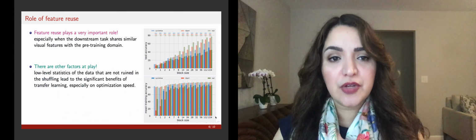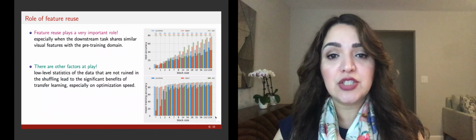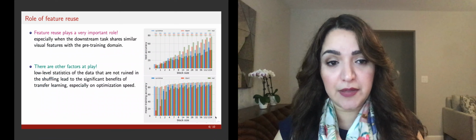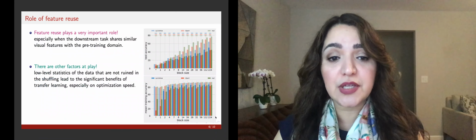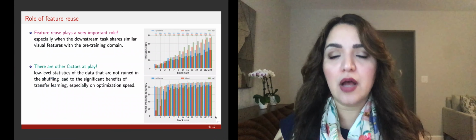We see that feature reuse plays a very important role, especially when downstream tasks share similar visual features with the pre-training domain. But we also see that there are other factors at play. Low-level statistics of the data that are not ruined in the shuffling lead to the significant benefits of transfer learning, especially on optimization speed.